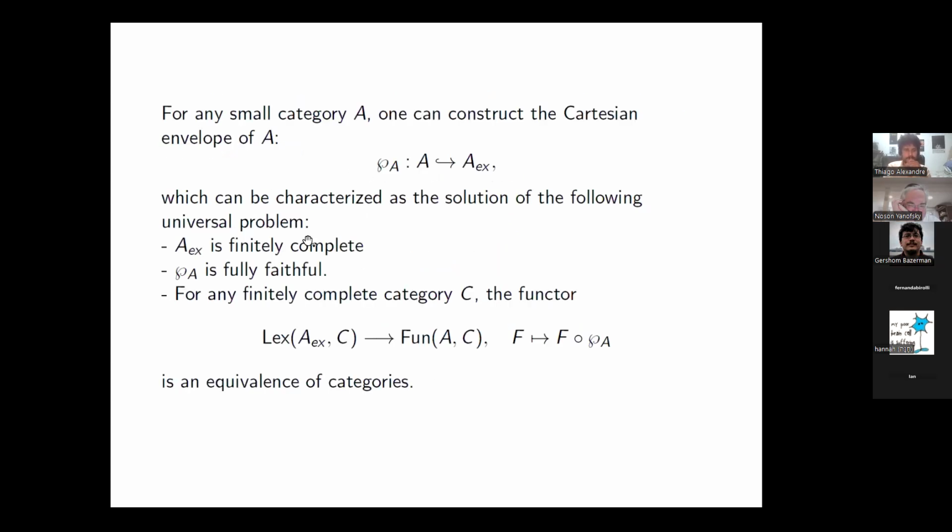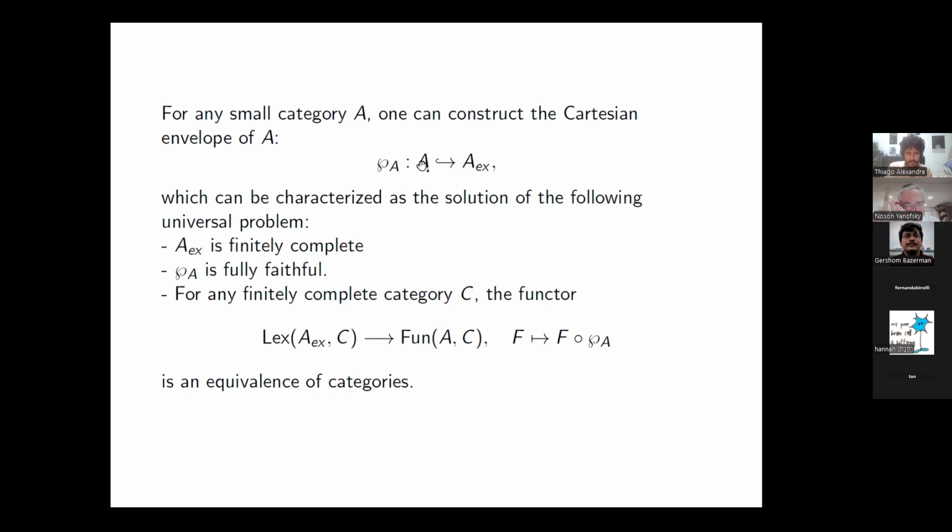If not, there is a construction that we could perform, which is the Cartesian envelope of a small category. So it's just the exact completion. This construction can be characterized as the solution of the following universal problem. So this category is finitely complete. It has all finite limits.